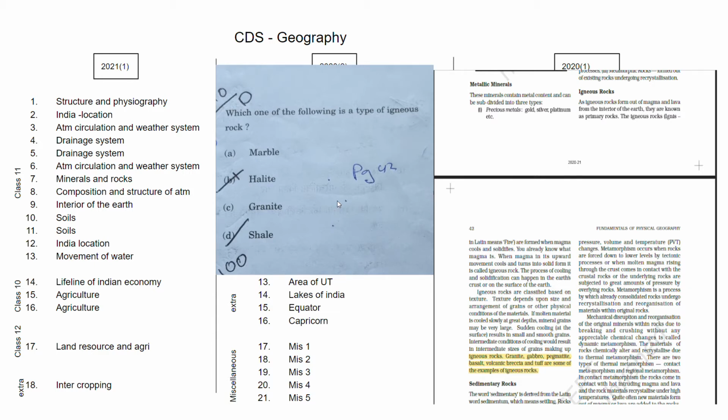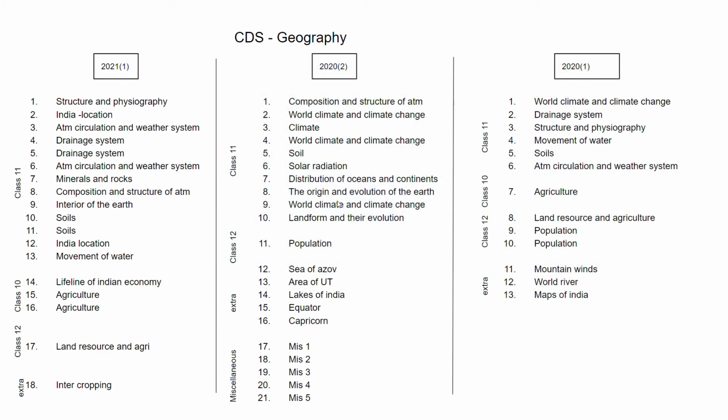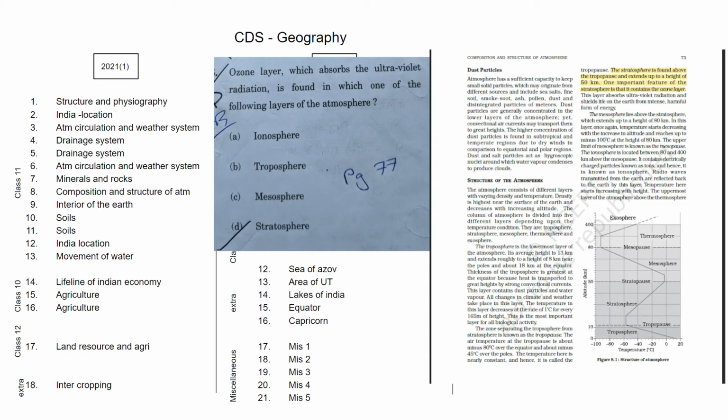Coming to the next question, which is from composition and structure of atmosphere. The question is, the ozone layer which absorbs the ultraviolet radiation is found in which one of the following layers of the atmosphere? Now about this question I want to say that this question has been repeated so many times, at least 3 times I have seen in CDS papers. So the answer to this is mentioned on the left side. One important feature of the stratosphere is that it contains the ozone layer. So the ozone layer is in the stratosphere.